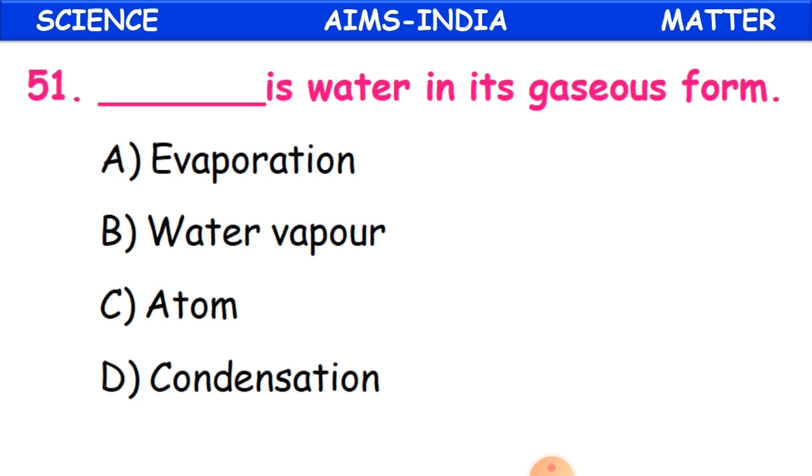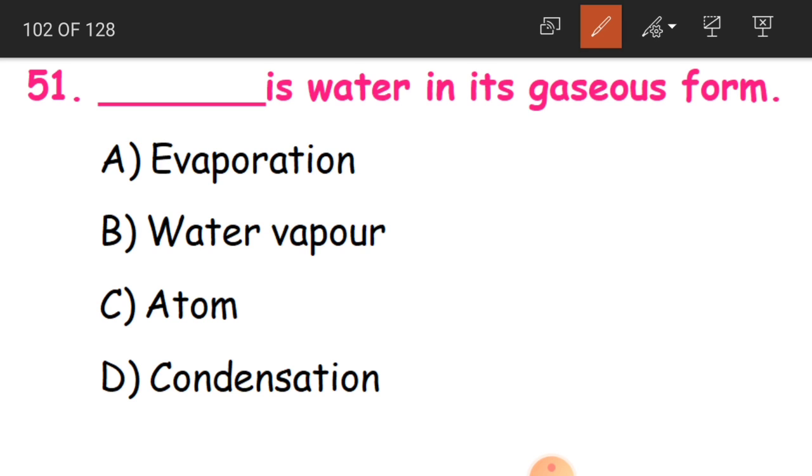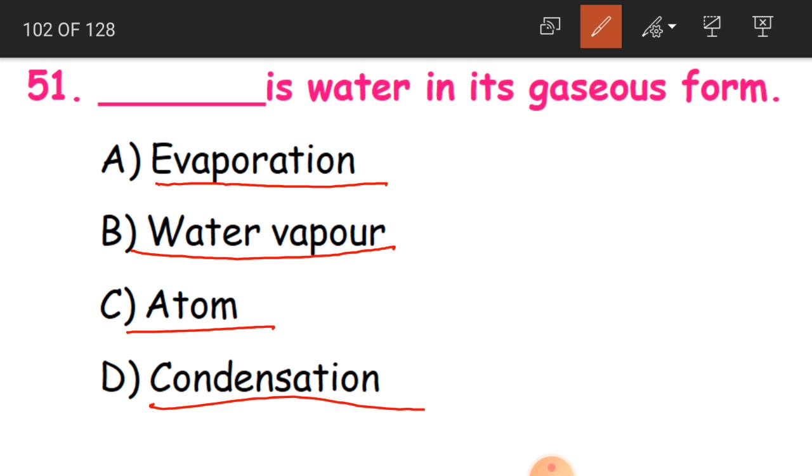Okay, now the 51st question: dash is water in its gaseous form. Dash is water in its gaseous form. So evaporation, water vapor, atom and condensation. The answer is water vapor. Water vapor is water in its gaseous form. It is nothing but water only, but in which form is it? It is in the gaseous form.